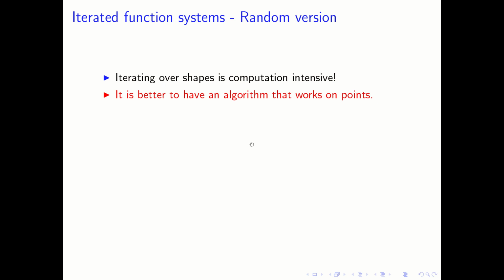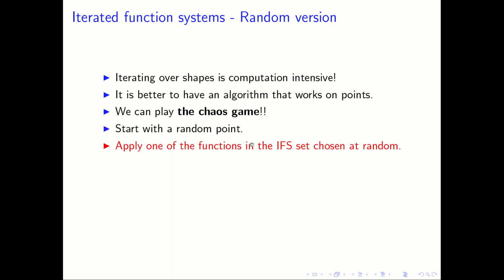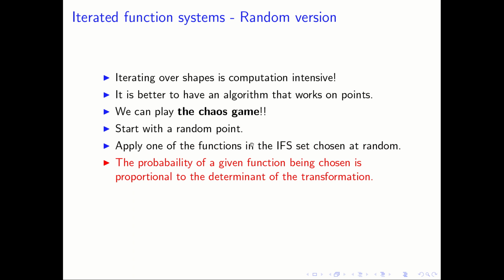This one, instead of working on a whole shape, works on individual points, so that's less work. So this is called the chaos scheme. What is this? You start with a random point inside the square and apply one of the functions of the IFS. You choose it at random, but you don't choose it with arbitrary probabilities. You choose it with a set of probabilities following a very definite rule.